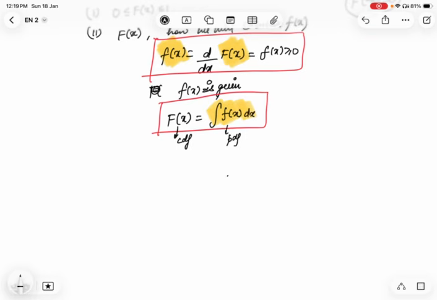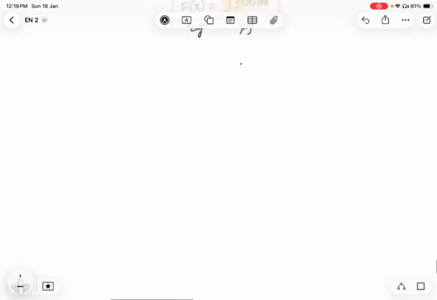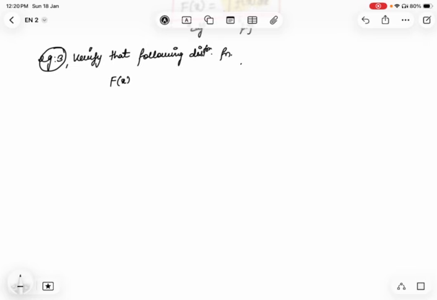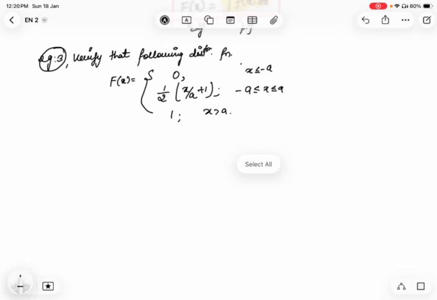Why not we solve one of the questions so that we get the concept more clear? So example 3. Verify that the following distribution function F(x) is equal to 0 for x less than minus a, 1 by 2 into (x by a plus 1) for minus a less than or equal to x less than or equal to a, and 1 for x greater than a. So we have to verify that this function is a proper CDF.